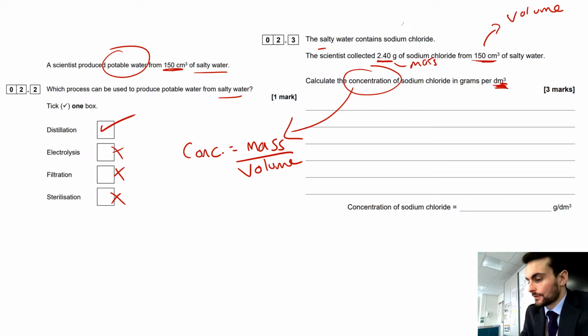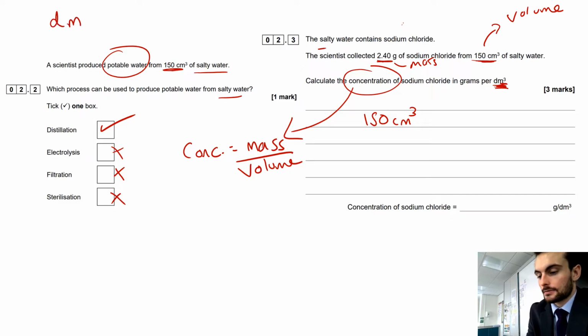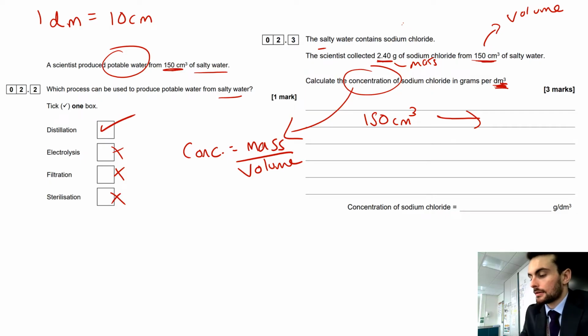We've got 150 centimeters cubed of the substance. If you remember, 1 decimeter is 10 centimeters. But when we're converting between volumes, it's a little bit different because we've got cubed involved. If we wanted to go from decimeters to centimeters, we would times by 10, and to go the other way, we would divide by 10. But for a volume, it's 10 cubed, which is actually the same as dividing by 1,000.